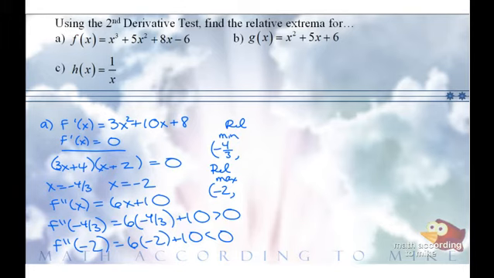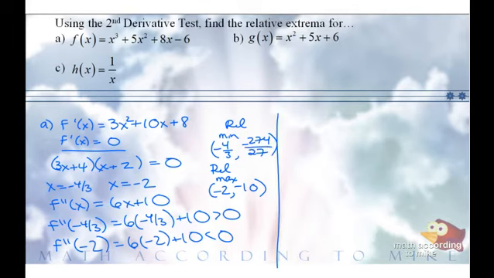So now we just put a negative 4/3 and negative 2 back into the original function to get the y-coordinates. So if you would, please put a negative 2 and negative 4/3 into the original function. At negative 2, I got negative 10. And at negative 4/3, I got negative 274 over 27.